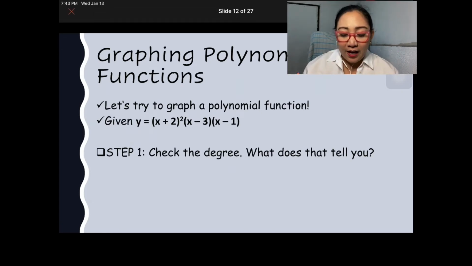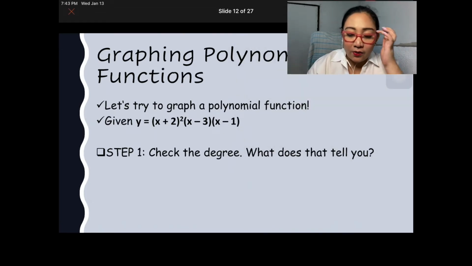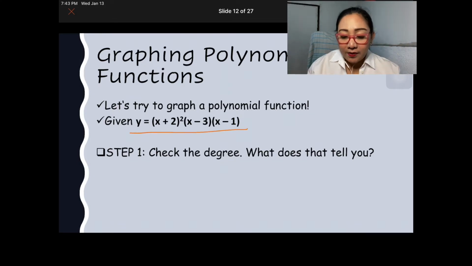Okay? We will have a given function here, y is equal to x plus 2 squared times x minus 3 times x minus 1. So, naka-factored out form po siya para madali lang mahanap ang intercepts and everything else. Okay? So, the first thing that you need to check is the degree of your polynomial. What does that tell you? So, for this one, dahil factored out form po siya, ang gagawin lang po natin ay i-add lang natin ang exponent ng bawat isang factor. Excuse me, para malaman natin yung degree ng ating polynomial.